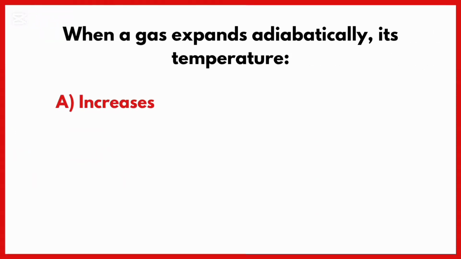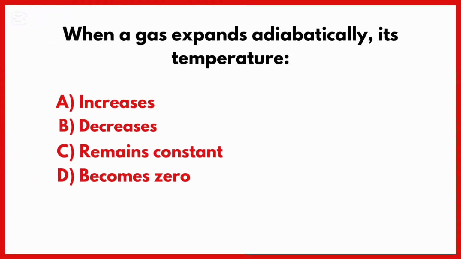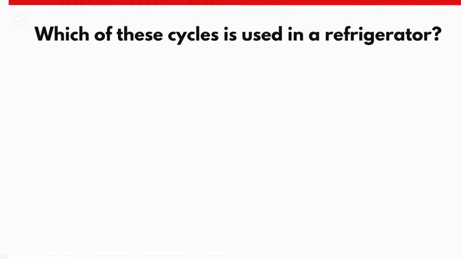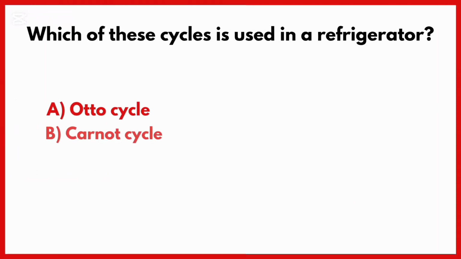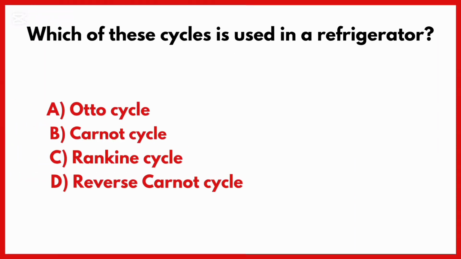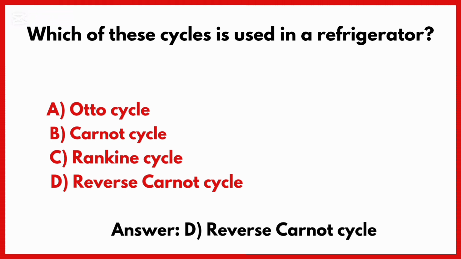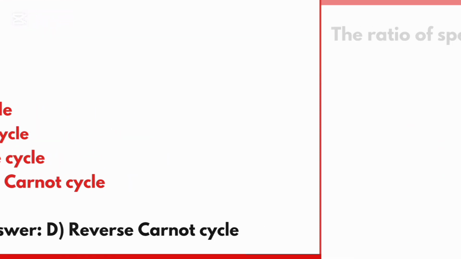When a gas expands adiabatically, its temperature. Correct answer is option B, decrease. Which of these cycles is used in a refrigerator? Correct answer is option D, reverse Carnot cycle.